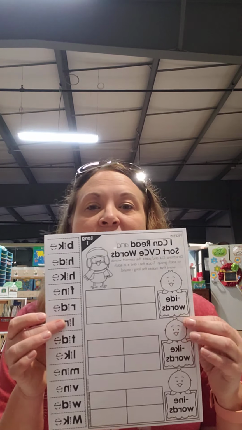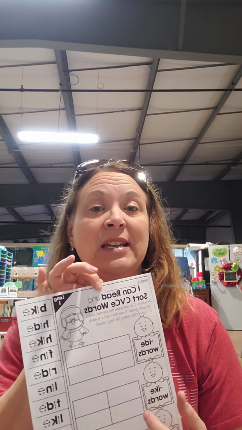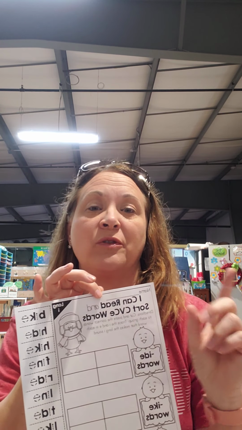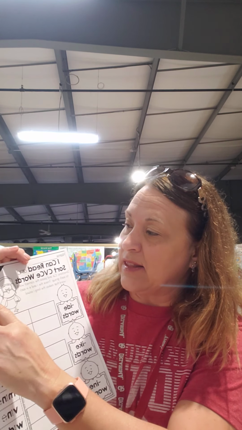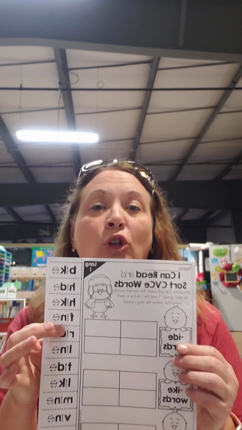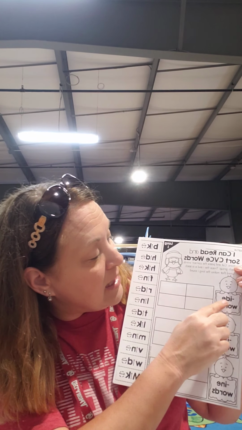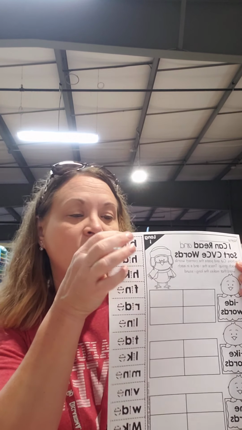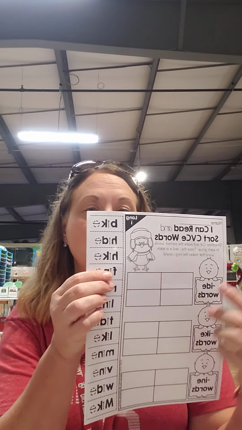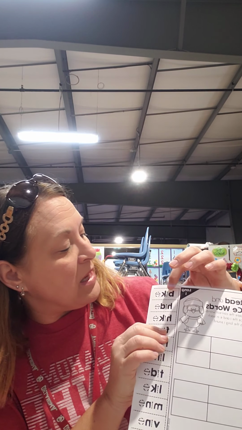Also in language, we are still going to keep practicing our CVE words, where you have that silent E at the end. Remember, if there's 2 vowels, the first one says its name and the second one is silent. This is that silent E at the end, and this is working with all long I's. So you have IDE words, IKE words, and INE words. So you'll cut these words out and put them with the right word family, but I want you to read the words before you do it.